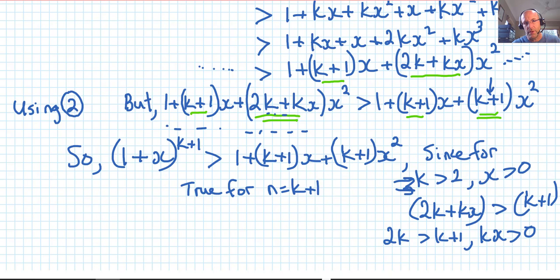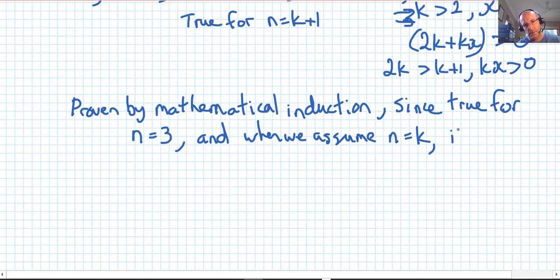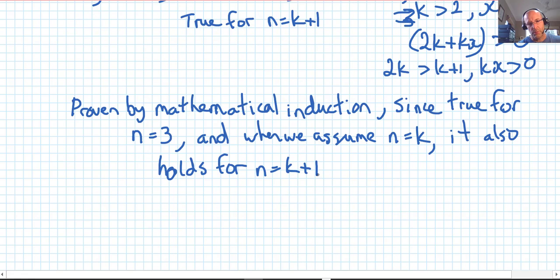So we've shown now, we just have to write our formal statement at the end. Proven by mathematical induction, since it's true for n equals 3, and when we assume, say, n equals k, it also holds for n equals k plus 1. And that's our proof. Inequalities.